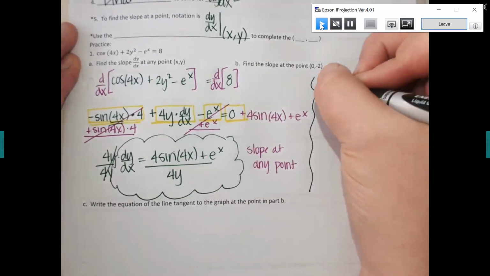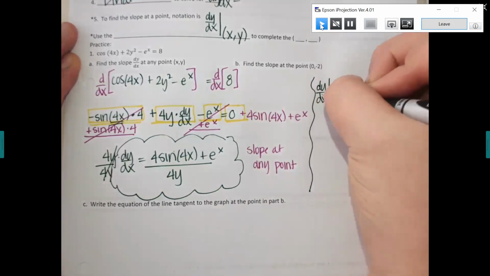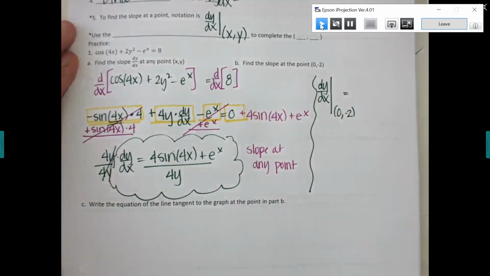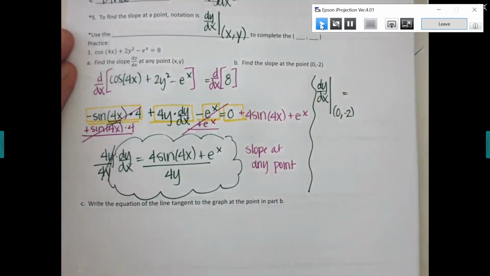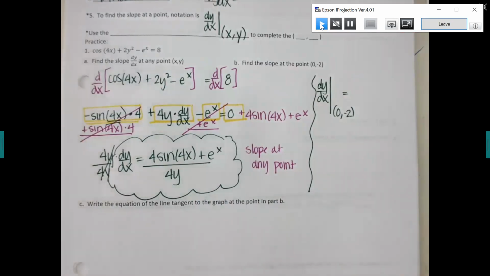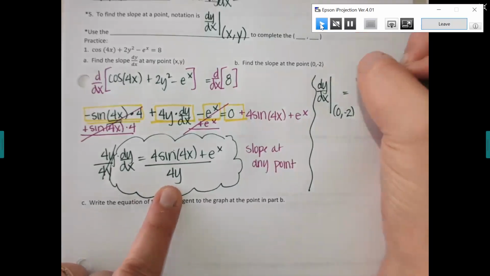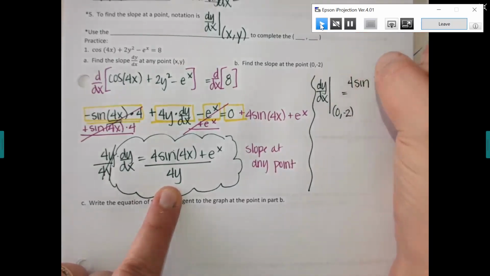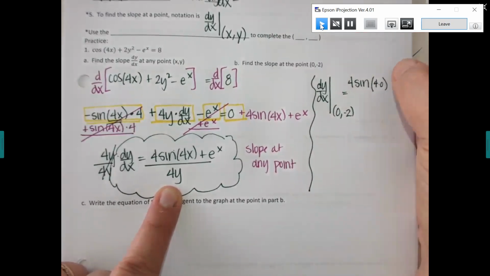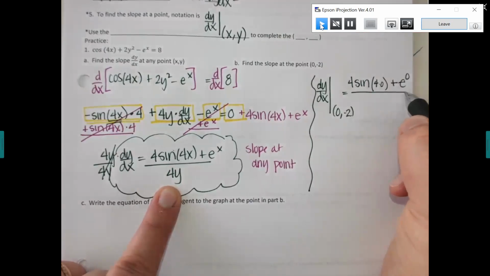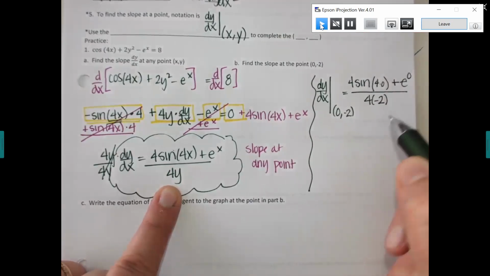Now let's do it for part B. I want dy/dx, vertical line, (0, -2). See if that makes sense. When I plug in, 0 is going in for all of my x's, -2 is going in for all of my y's. I'm using this formula right here. So it's 4 sine of 4 times x, which is now 4 times 0, plus e to the x, which is now e to the 0, all divided by 4y, which is now 4 times -2.